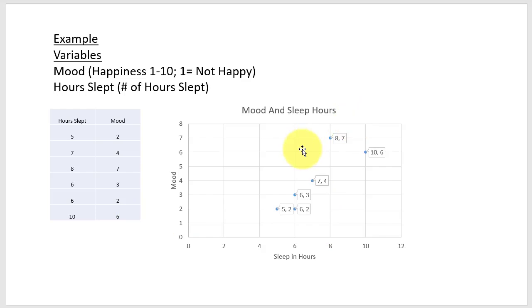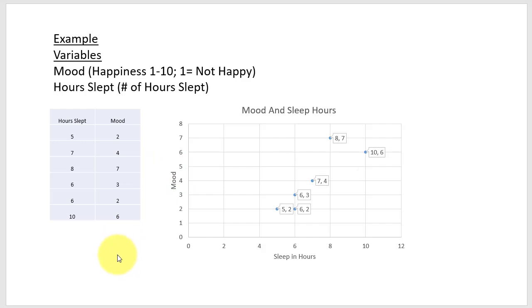And you can see where these all fall on the scatter plot. So the last person who had the hours slept of 10 had a mood of 6. So the sleep in hours is all the way over at 10, and the mood is all the way up at 6. So where those two lines intersect is the point where that person is. Pretty self-explanatory. I'm not going to dwell on it too much. So that's the example we're going to be working with.